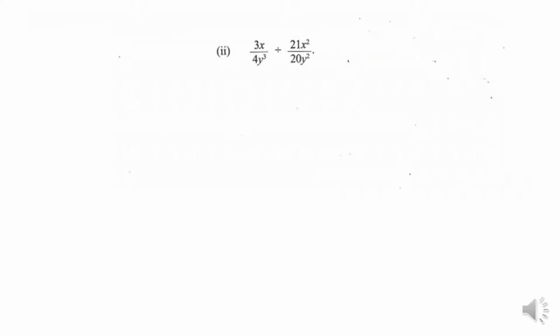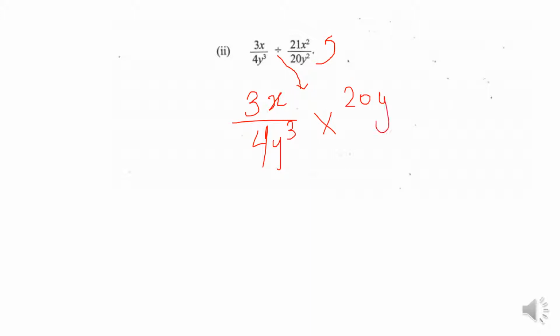This is our next part, and as you can see here we are dividing, and as you should know, when you are dividing you have to let me write it over 3x over 4y to the power of 3. This division sign will now change to a multiplication sign, and we have to now flip the following fraction. So this fraction will now be 20y squared over 21x squared. This is what we do.